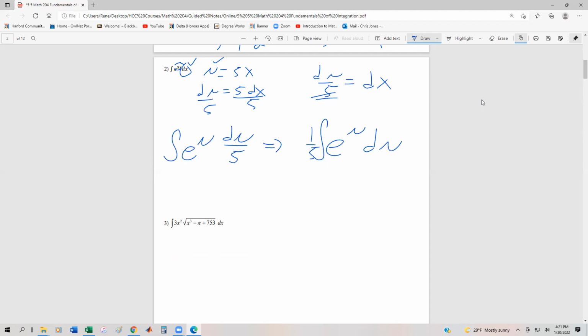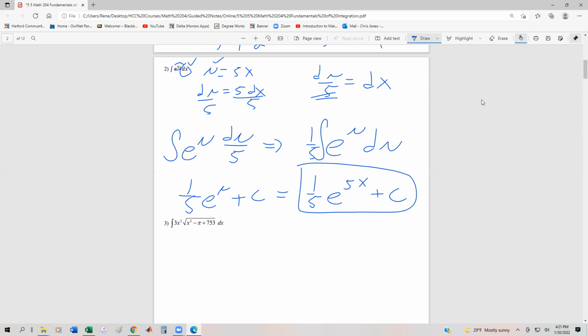We know that the antiderivative of e to the u is e to the u. So this becomes 1/5 e to the u plus c. And then finally, we back substitute for u, 1/5 e to the 5x plus c.